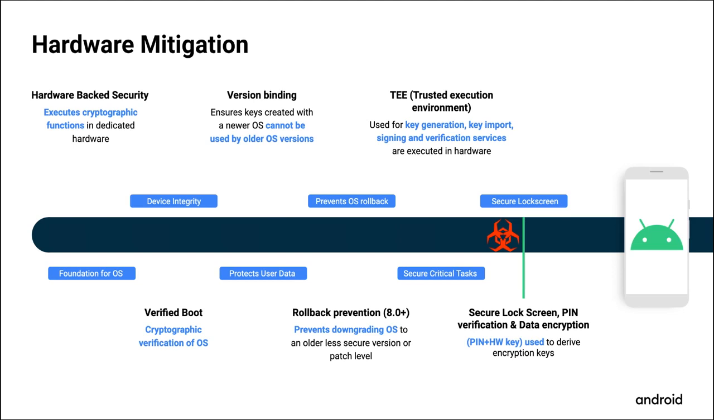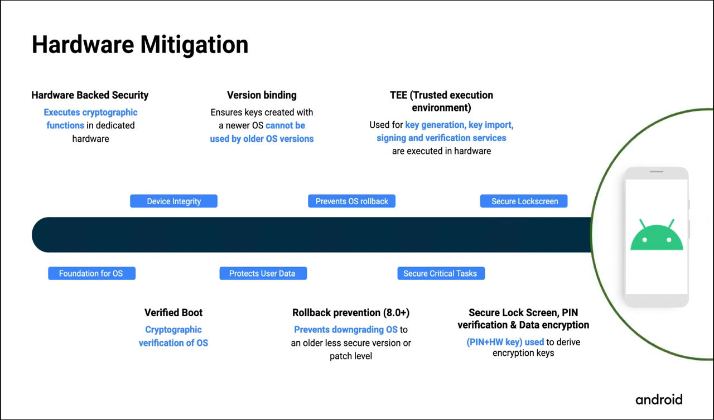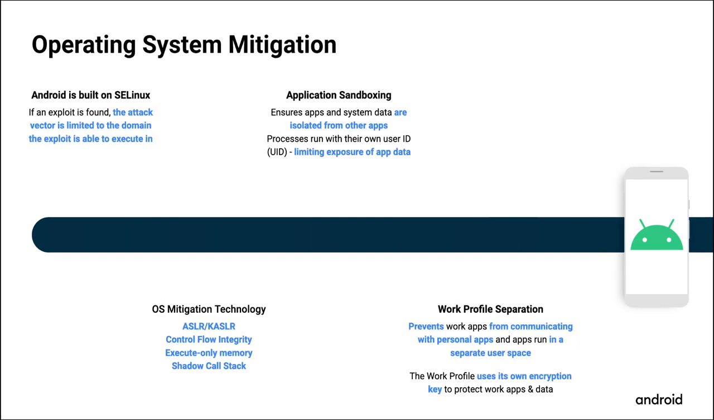And it's a combination of the PIN plus the hardware key that is used to actually derive those encryption keys. We'll talk a little bit more about this as we get into the operating system, but essentially the screen lock is used to secure the device from unauthorized access, either by a lost or stolen device. And that protects the device. So you must get through all these layers in order to get past all these hardware mitigations.